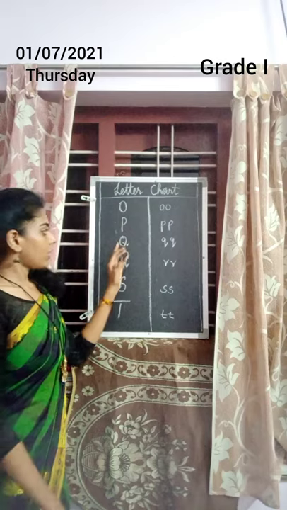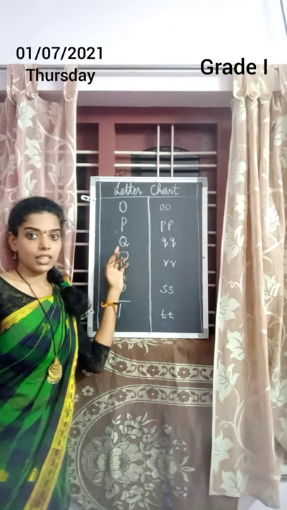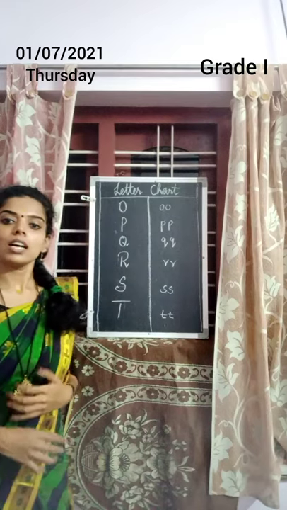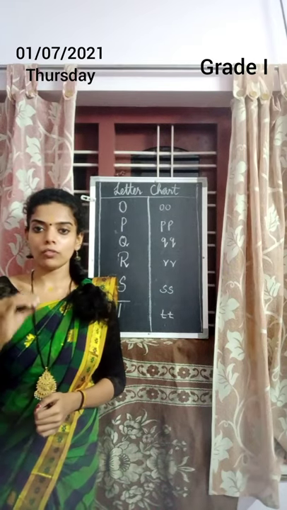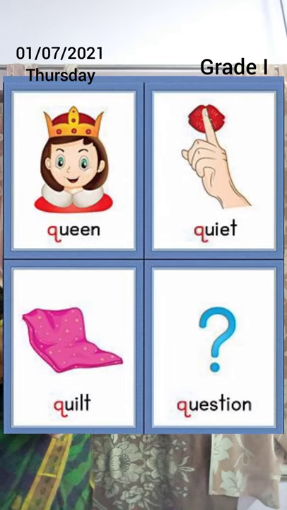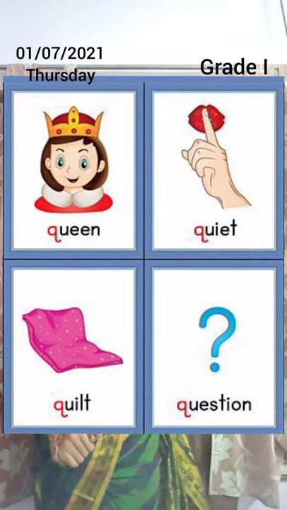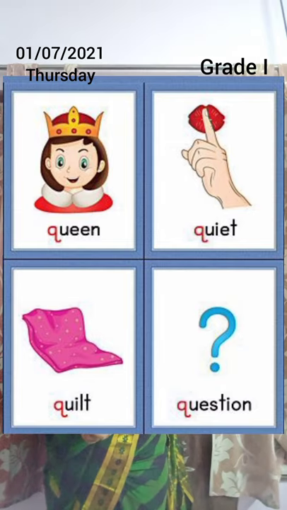So the next one is Q. What's the next alphabet? The next alphabet is Q. What sound of Q? The sound of Q is coo. So the examples are queen.